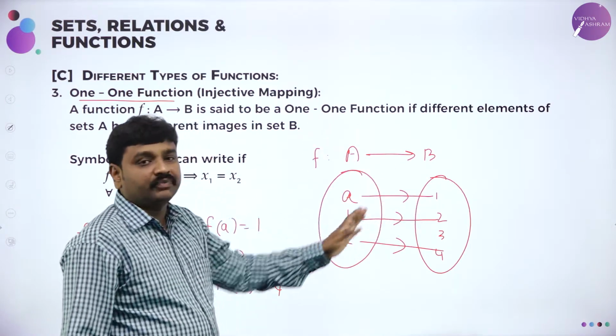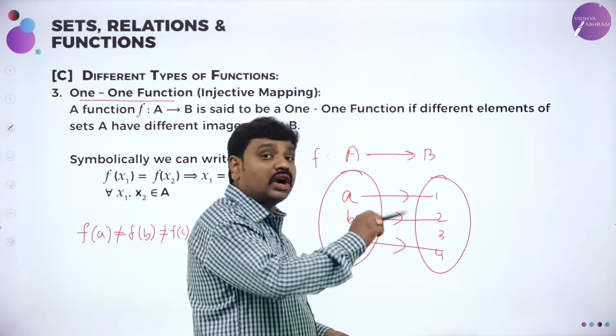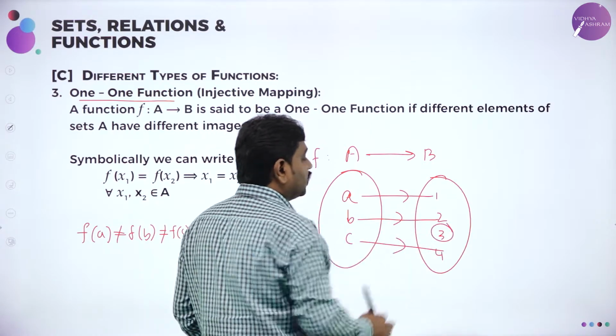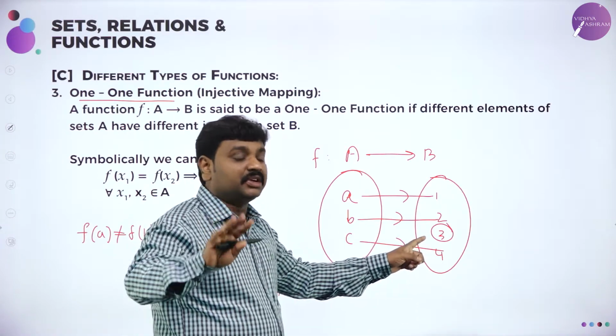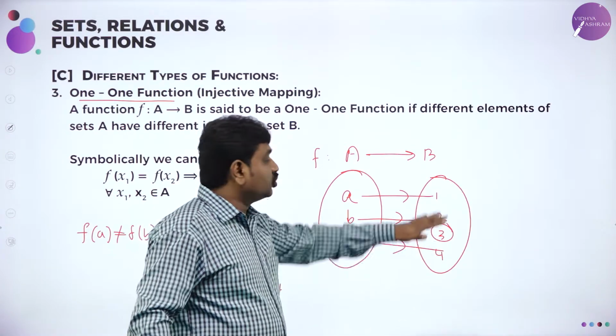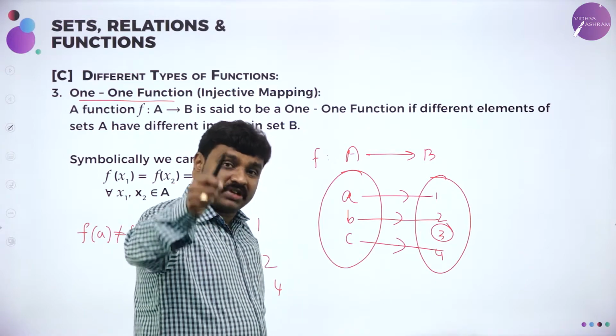Then it is 1 to 1. And this is 1 to 1 and it is also onto. Why? Because there is no element without an image. If any element does not have an image, or if any element does not act as an image, here 3 is not acting as an image. So this is onto. But at the same time it is 1 to 1 also.